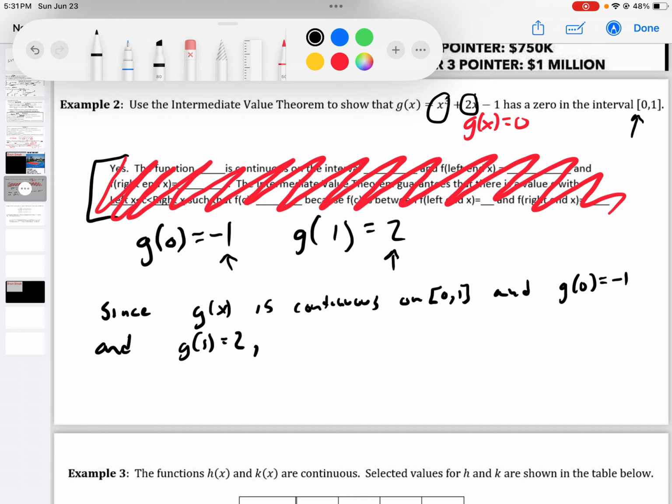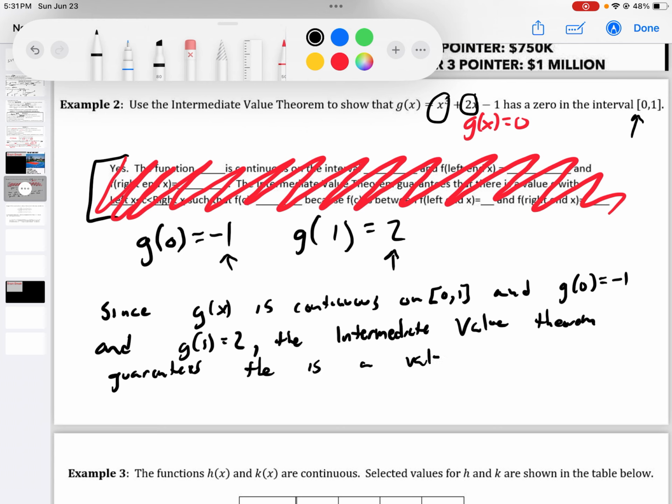So since the function is continuous and the endpoint function values are negative 1 and 2, the intermediate value theorem guarantees there is a value c such that c is in between my x values, my endpoints.